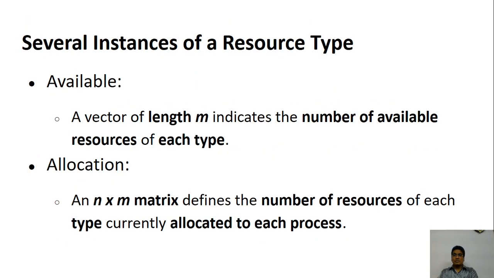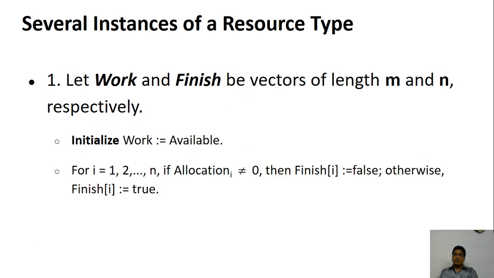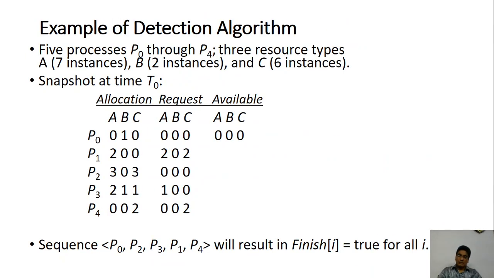So let's go and look at the algorithm now. What does the algorithm say? Initialize work equal to available. So you take a separate variable called work that is equal to available. So instead of available, take this as work. Work means what is available with me, how many resources are available. In my example, you didn't have anything, but if you have some resources, take that as the first step.